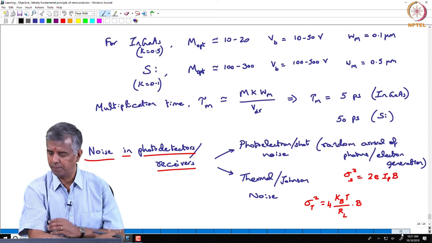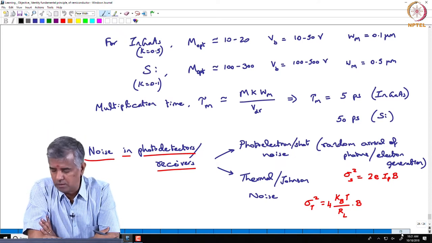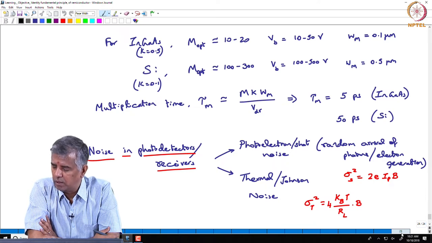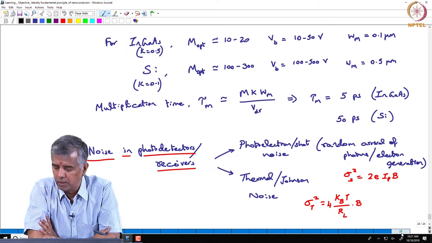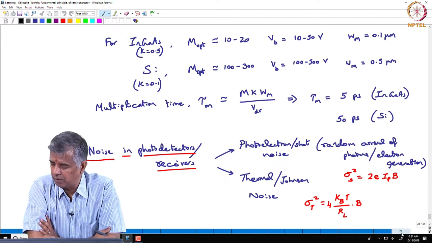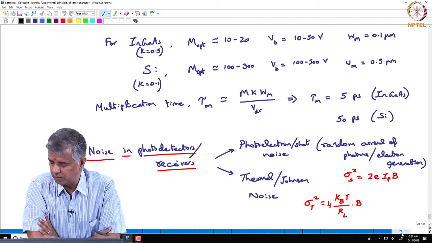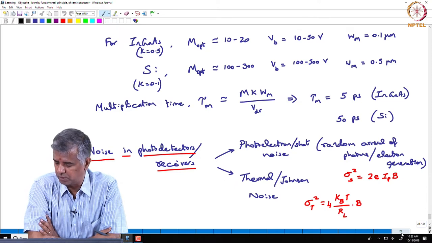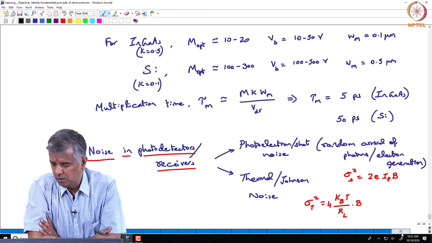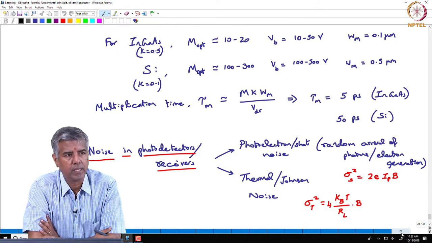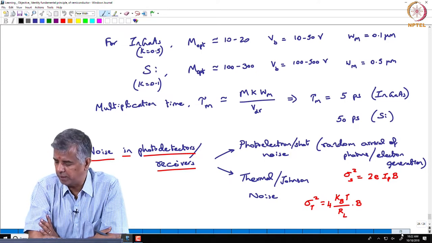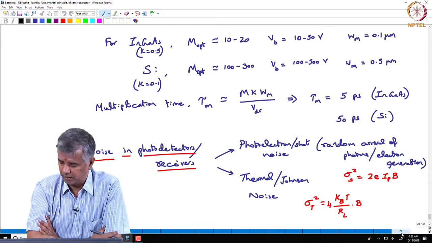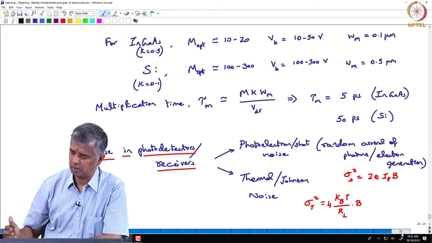Shot noise is due to the random arrival of photons and the subsequent electron hole pair generation, and we quantify that the shot noise variance is proportional to the photocurrent, and also the bandwidth of your receiver. Similarly, you have the thermal noise, which is given by this expression, which is due to the fact that the current flow inside a resistor tends to be random in nature, and that depends on the value of the resistor.